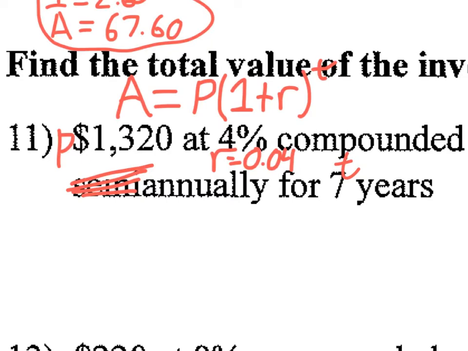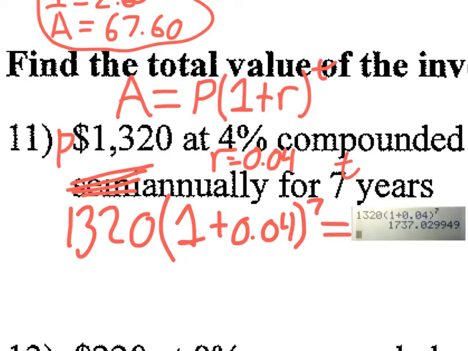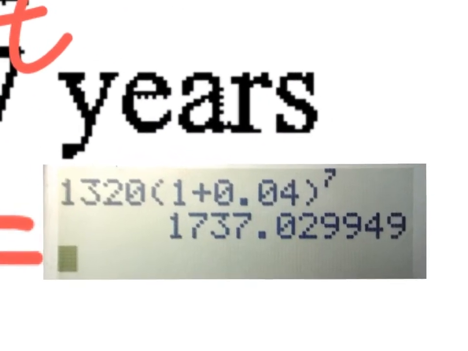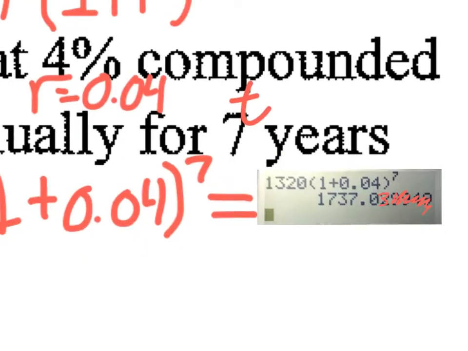So our total amount is going to be our principal, $1,320, times 1 plus the rate of 0.04 to the power of 7. That's going to be our time. That's going to be our total amount. And there's a little shot of what it looks like in the calculator. But for us, we are not going to use all these decimals. That 9 makes that round up to a 3, and then we're not going to worry about the rest of that. So $1,737.03, that is going to be our total amount.